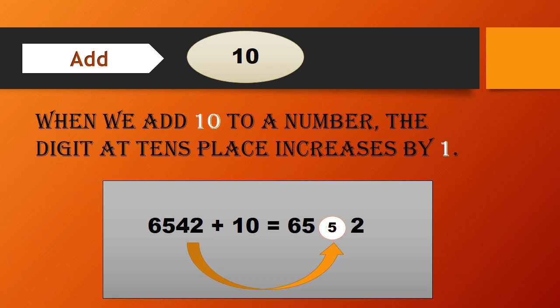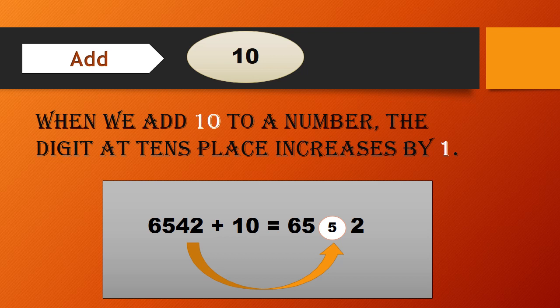What will you do if you have to add 10 to any number? It is very simple. That means the tens place number will move one step further. Here the number has 4 at the tens place, so we are adding 10. The tens digit, that is 4, will move one step forward and it will become 5.